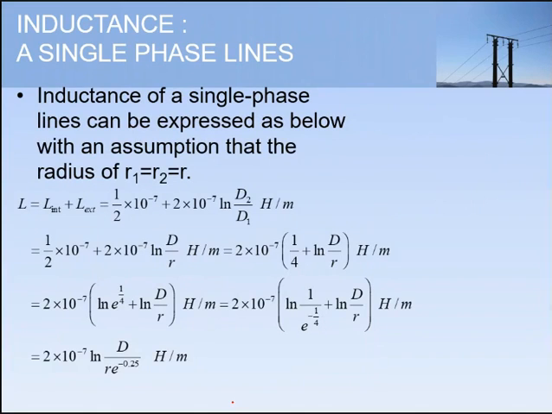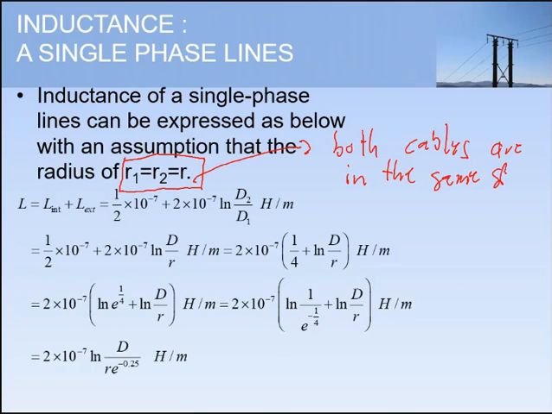So what should we do? The inductance of a single phase line can be expressed as below, with an assumption that the radius R1 equals R2 equals R. In other words, both cables are the same size. So if they use 2.5 millimeter square cable, the other one also uses 2.5. If you use 6, then the other one also 6.